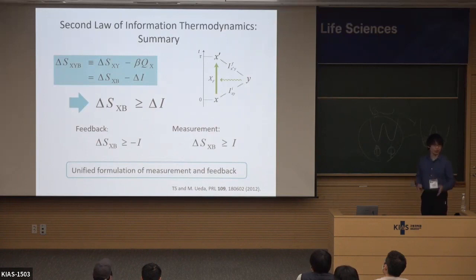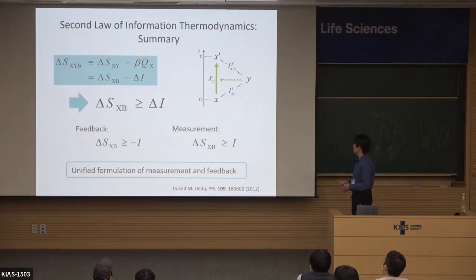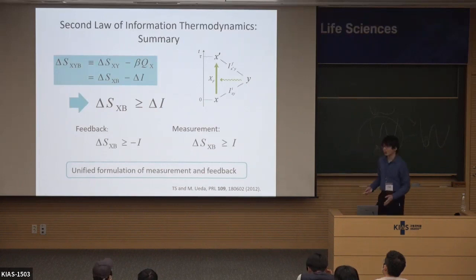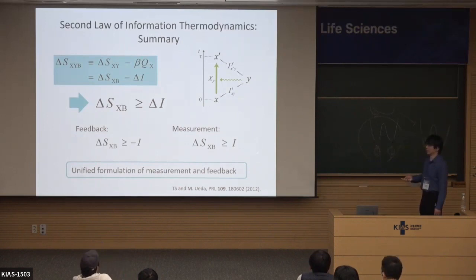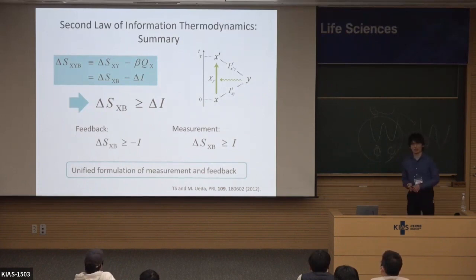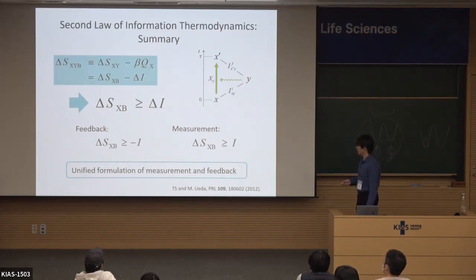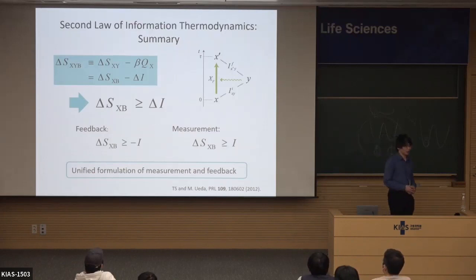On the other hand, in the measurement process, the correlation is formed and a positive amount of mutual information is obtained. So that is the positive entropy production, and the right-hand side is given by I. So this symmetry of minus I and plus I is again a representation of the time reversal symmetry between the measurement and the feedback. Eventually these minus I and plus I cancel out with each other, and the total system satisfies the second law of thermodynamics. So this gives a unified formulation of measurement and feedback.